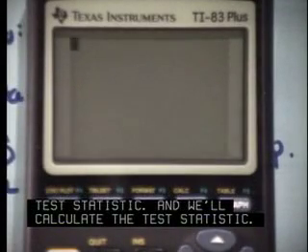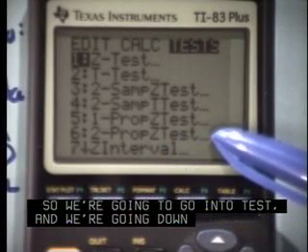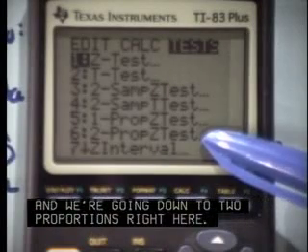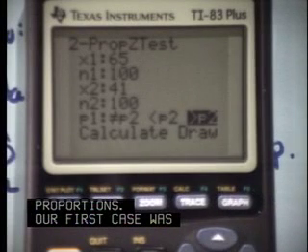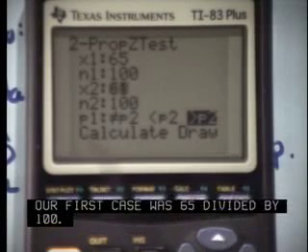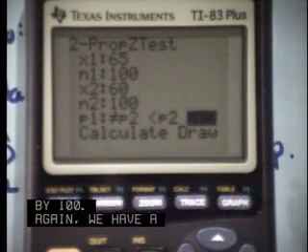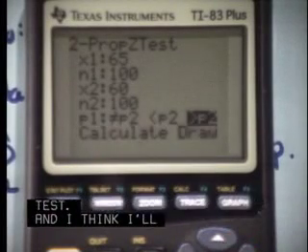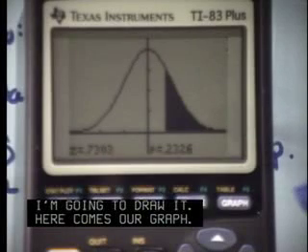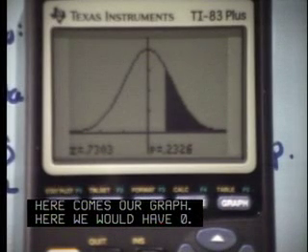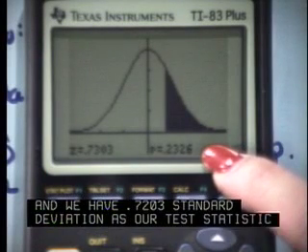So we're going to go into testing, and we're going down to 2 proportions right here. We see that the 6th one is 2 proportions. Our first case was 65 divided by 100. The second case was 60 divided by 100. Again, we have a right-tailed test. And I think I'll just draw it in this case. Here comes our graph. Here we would have 0, and we have 0.7203 as our test statistic. And our p-value is 0.2326.